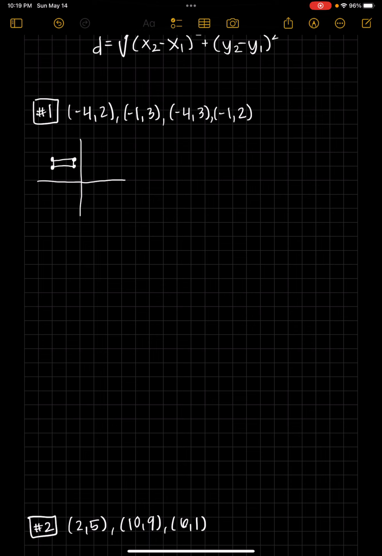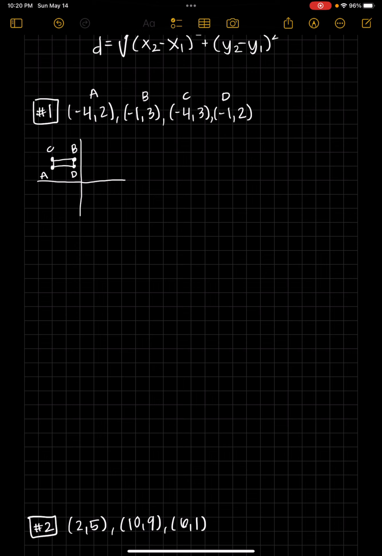And let's see, I'm going to label them really fast. So this was A, B, C, and D. So what we're going to do, if I want to find the perimeter, I've got to find the length of all of these sides.